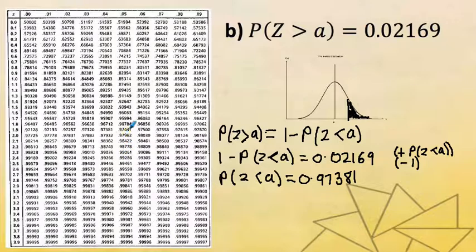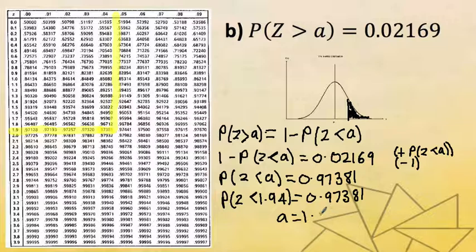So again, I'm just looking in the table to find the value. So coming down, I'm in the 9 9s, here's 9 7s. So coming across a little bit higher, here we go, and there's my 0.97381. So I know it's going to be 1.9, and the tail of my answer is 0.94. So at this stage, we know probability Z less than 1.94 is equal to 0.97381, and so A is equal to 1.94.